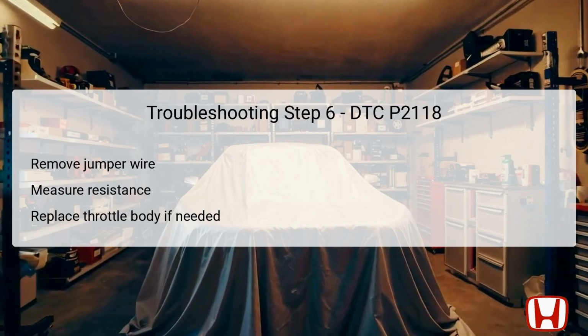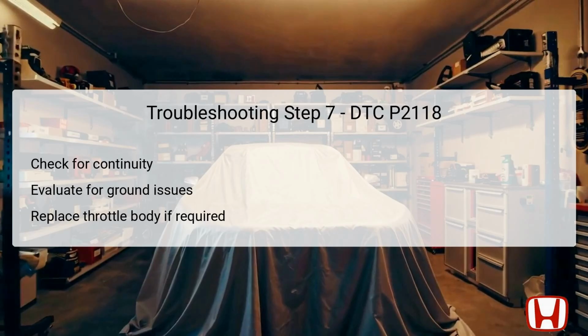If the measured resistance falls within this range, the internal circuit is considered healthy, and the technician can then advance to Step 7 for further diagnostics. However, if the resistance measurement is outside this range, the throttle body should be replaced, as this indicates a fault within the throttle body's internal circuitry that needs rectifying to resolve the DTC P2118.